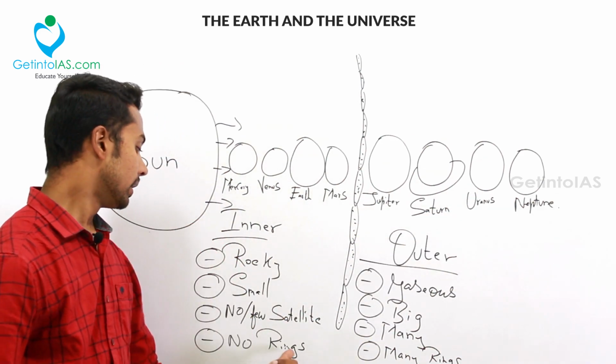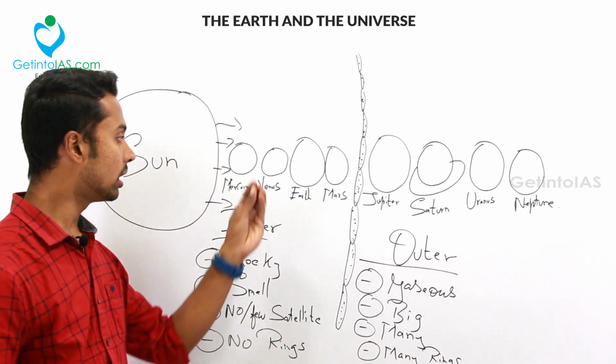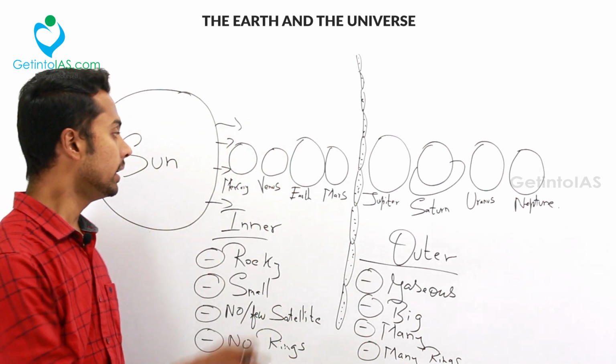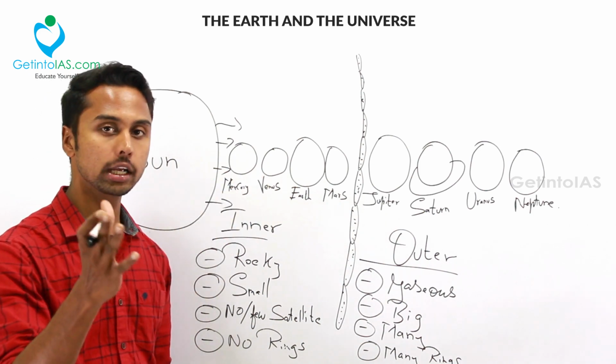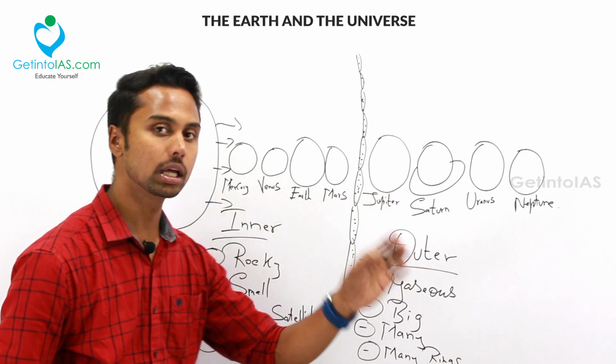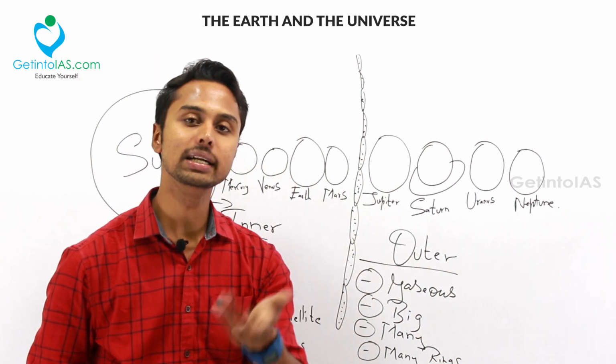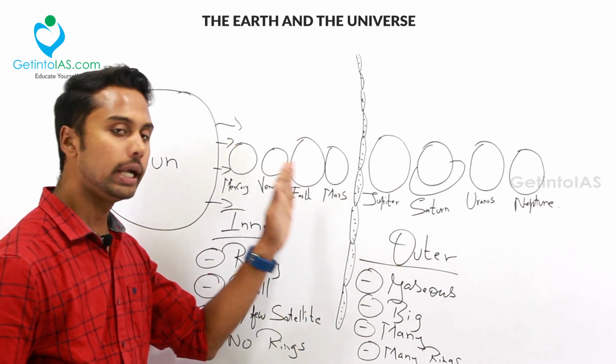Also, there are rings formed around these planets. In the inner planets there are no rings, and in the outer planets you can see there are more rings formed. You will see this in detail while we are going through the individual planets.